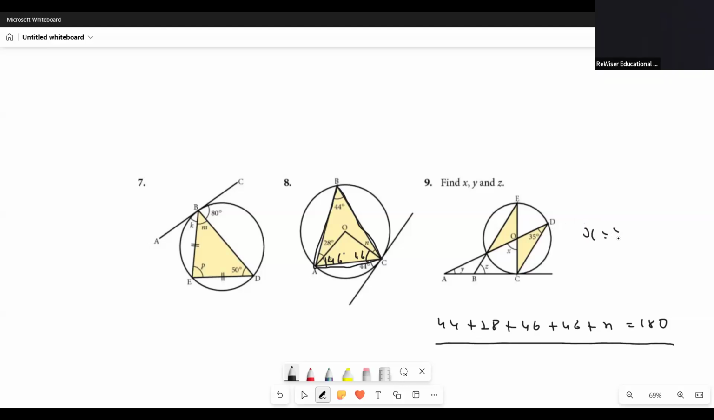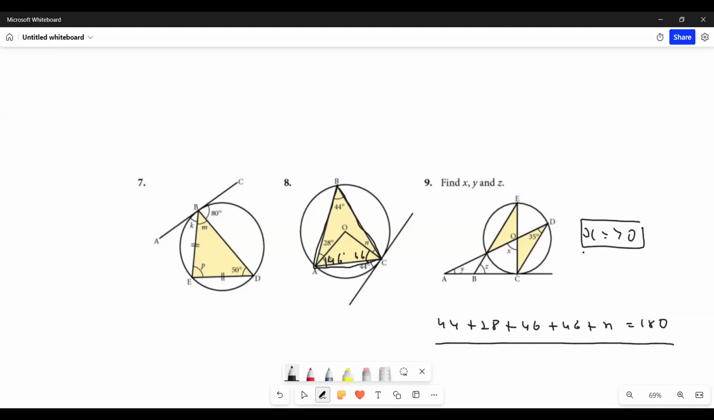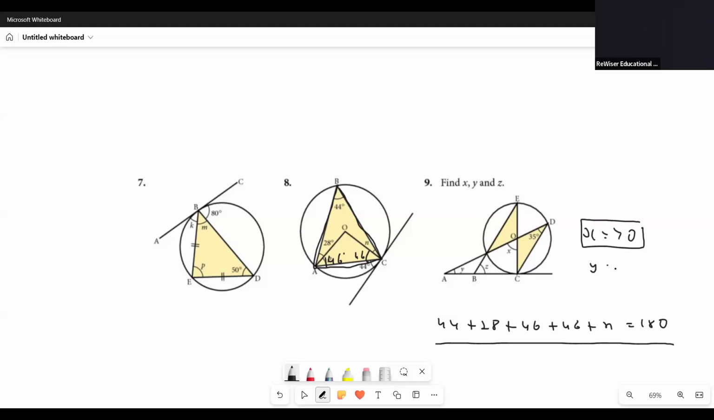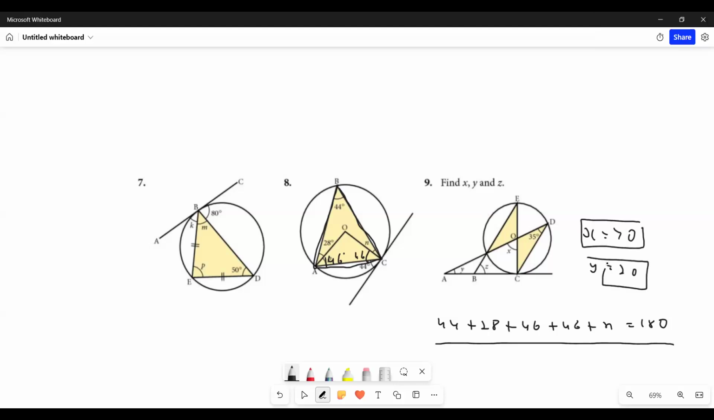So you said X is 70, right? Yes. Okay. What about Y and Z? Y should be... Y is 20. Fine. And how much is Z? Z should be 110, so 35. 180 minus 35 minus 90. 55. That's correct, right?